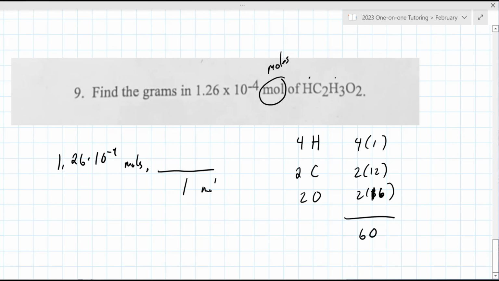Moles on the bottom. 1 mole is 60 grams. So you have to multiply the 1.26 times 10 to the minus 4 times 60, and that's 0.00756 grams. Perfect. All right, next one here.